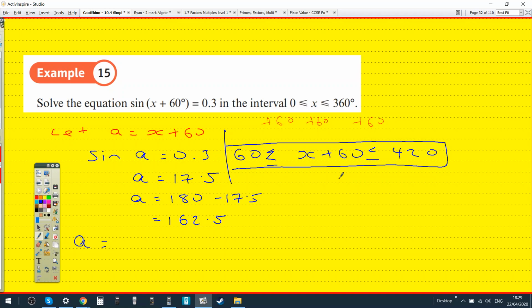780. We never added 360 to the upper bound. So our bounds are between 60 and 420. Do we have all of our solutions? No. So get all of the solutions.